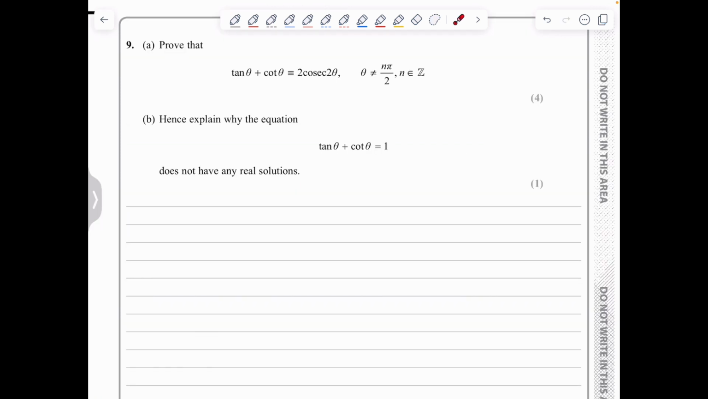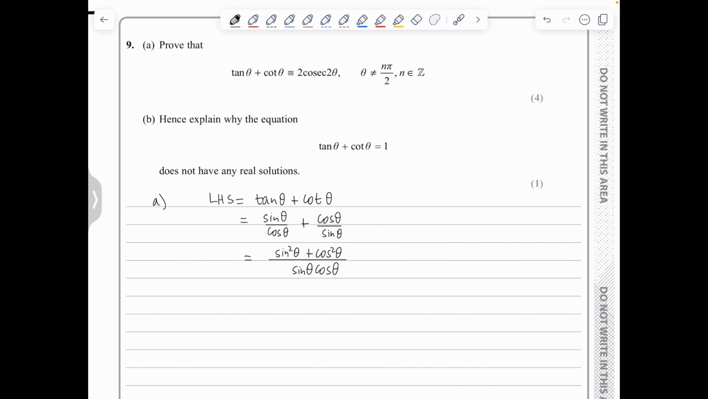In 9a, we need to prove that tan theta plus cot theta is equivalent to 2 cosec 2 theta. So this is an identity. I'll start from the left-hand side and eventually work my way towards the right-hand side. So we start with the left-hand side, tan theta plus cot theta. I will write tan as sine over cos, and similarly I will write cot as cos over sine. I will be expressing everything over a common denominator of sine theta cos theta. So in order to do that, I'll multiply the first one by sine. So that's going to give me sine squared theta and cos squared theta.